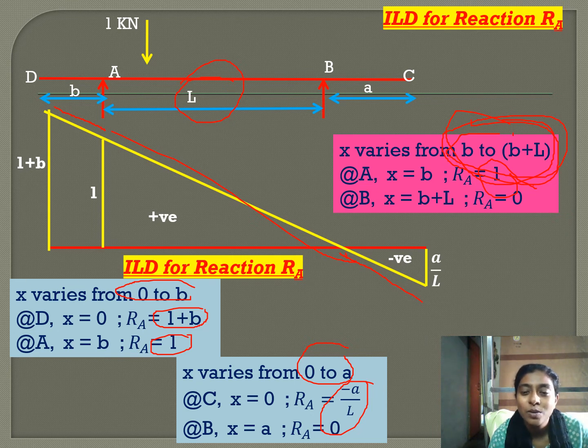So that's all. It's very simple to remember. We know this is the case for a simply supported beam. For the right side overhang, just extend this line. This is A by L. For the left side also extend this line. This is 1 plus B. This is B. So 1 plus B.